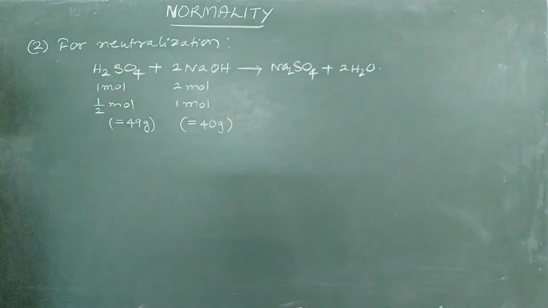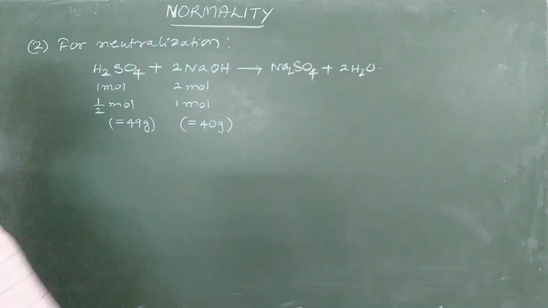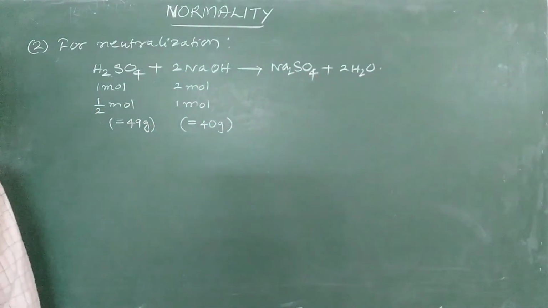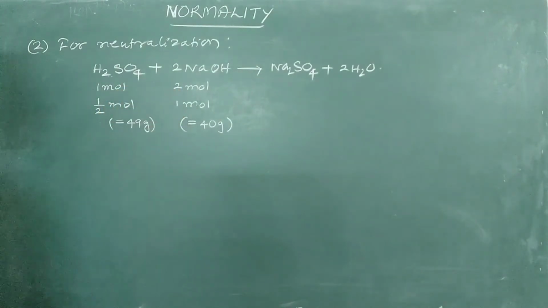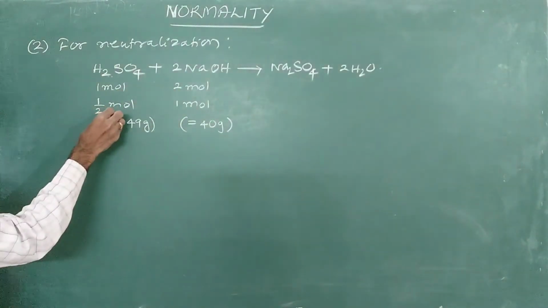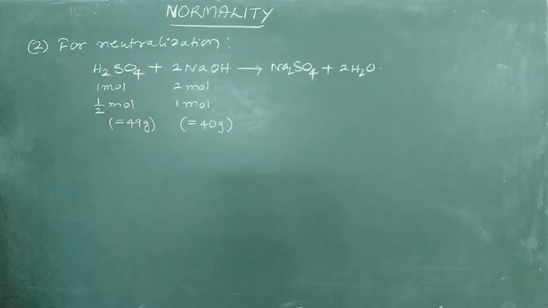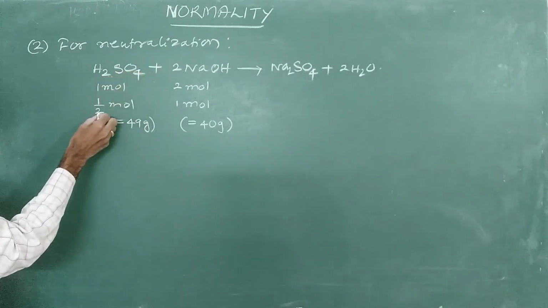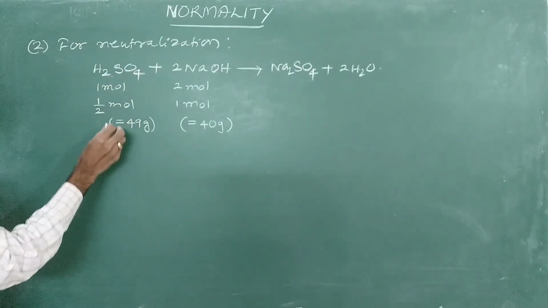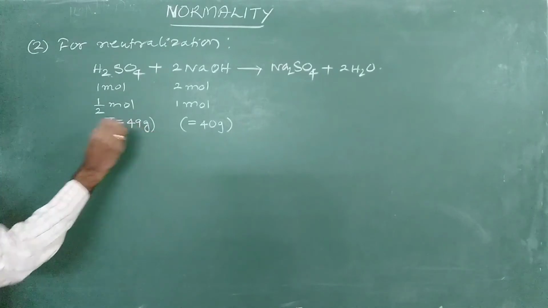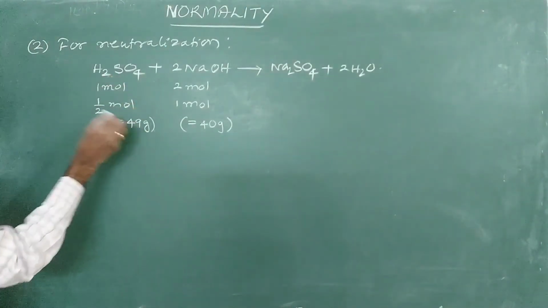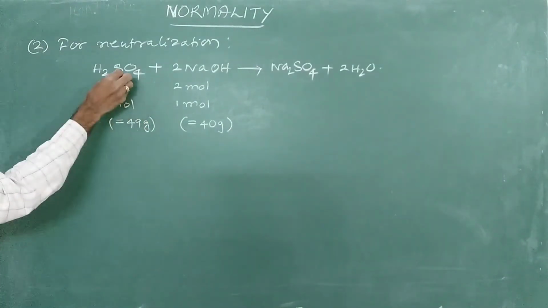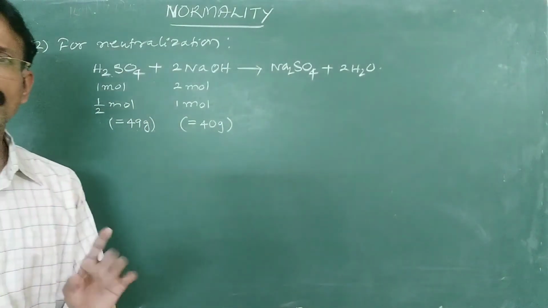Here sulfuric acid is reacting with sodium hydroxide to form sodium sulfate and water. From this balanced chemical equation, 1 mole of sulfuric acid is reacting with 2 moles of sodium hydroxide, or half mole of sulfuric acid is reacting with 1 mole of sodium hydroxide. Half mole of sulfuric acid means half into 98, so that is equal to 49 grams. Half mole of sulfuric acid means 49 grams. So 49 grams of sulfuric acid will be equal to 1 equivalent.